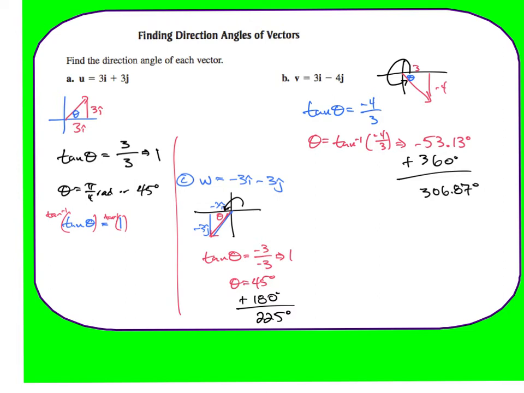Okay. It doesn't take long, but it really makes you understand what's going on. All right. If it's in the first quadrant, everything's good. If it's in the second and third quadrant, guess what you have to do? You have to add 180. If it's in the fourth quadrant, guess what you got to do? You have to add 360.